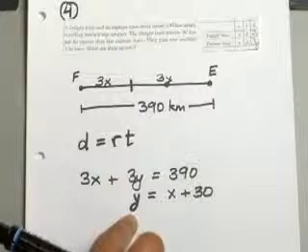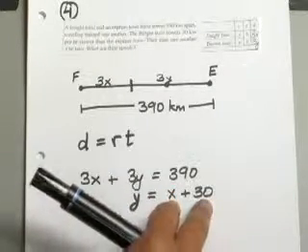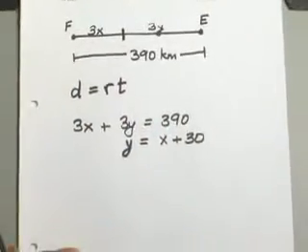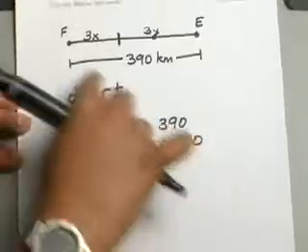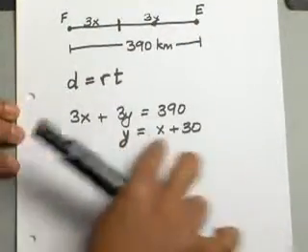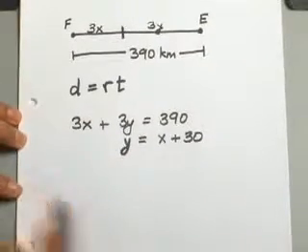So the speed of the express train equals the speed of the freight train plus an additional 30 kilometers per hour. Okay, so we used this equation. From here we came up with the distance formula to help us out, and then this just based on the information given to us in the problem.